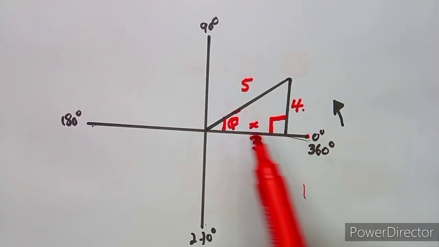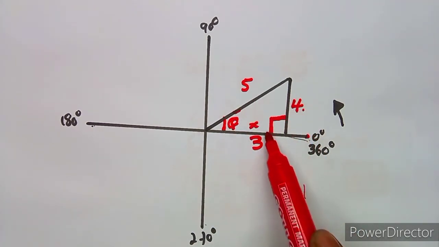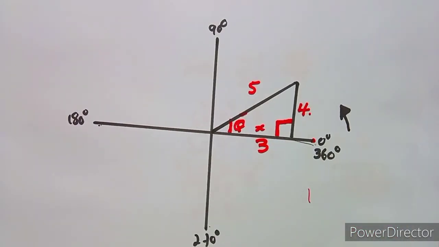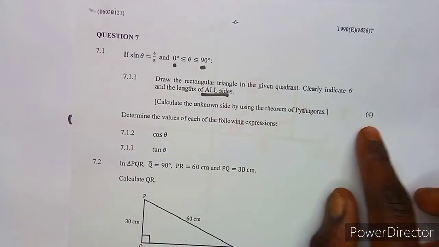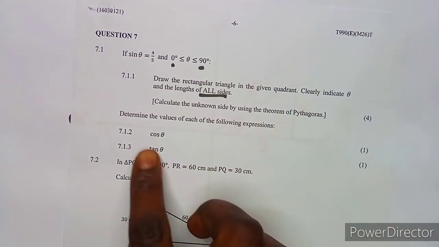So you're asked to indicate all the sides, 3, 4, and 5, angle theta, this angle of 90 degrees. So that is what you're supposed to indicate there. All right. So that was the question. So you're asked to calculate the unknown side using Pythagoras theorem. We did that. Okay, determine the values of each of the following expression now.